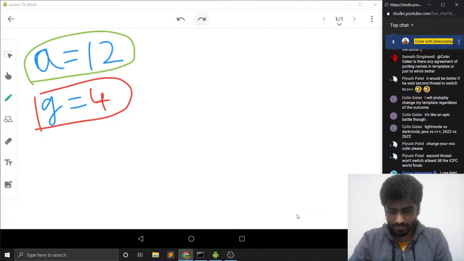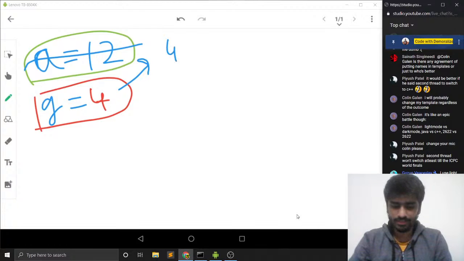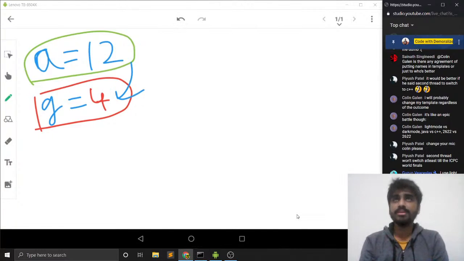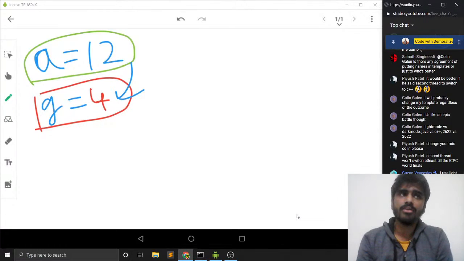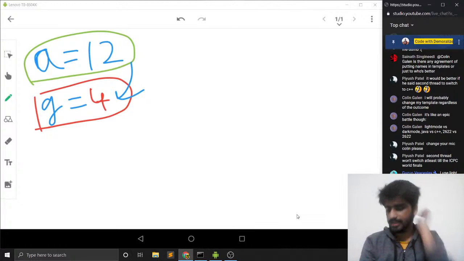So okay, the easy case was when this element is equal to the GCD itself, then it's very easy. But if this is not equal to the element itself, if it's a multiple of the element, then how can we find how many subsequences there are?